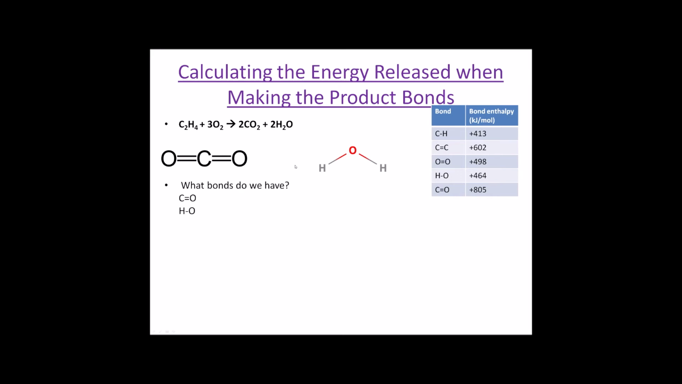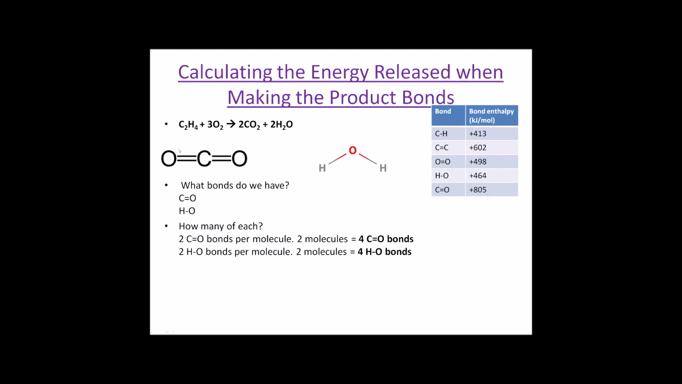So there are our bonds that we have. How many do we have of each? So on the product side, how many of each of these two types of bond do we have? Put the video on pause and work it out for yourself. And now we'll have a look.